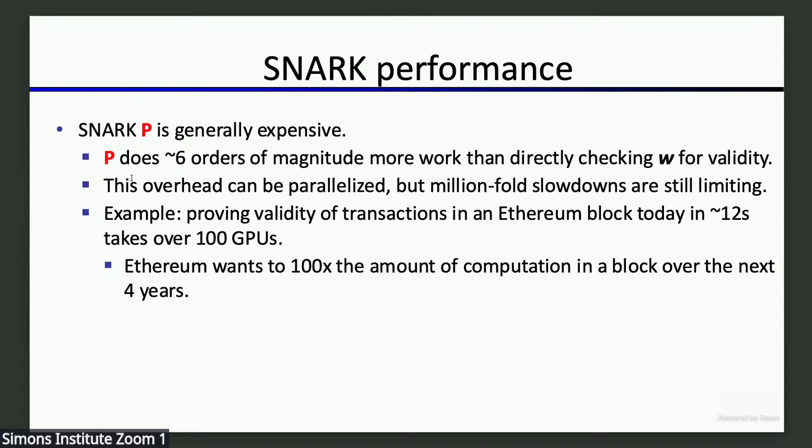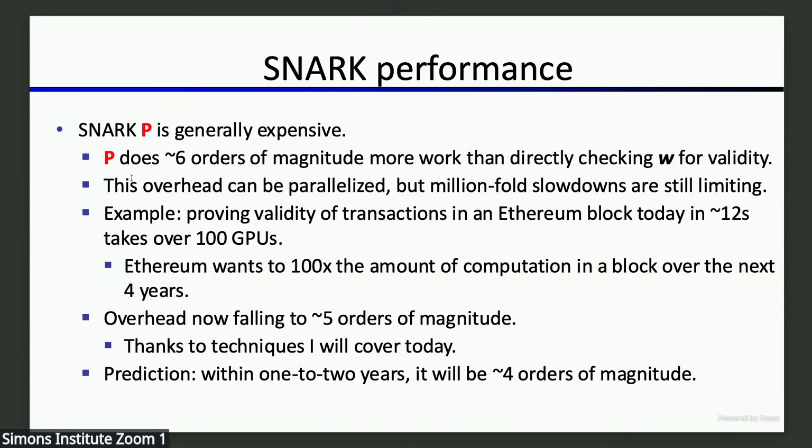On top of that, Ethereum wants to 100x the amount of work that needs to get proved in the next few years. And so now 100 GPUs turns into tens of thousands of GPUs. Our provers clearly need to get faster. And if you want to use SNARKs outside of blockchains, you're probably going to be proving much bigger statements. So we need the provers to get faster.